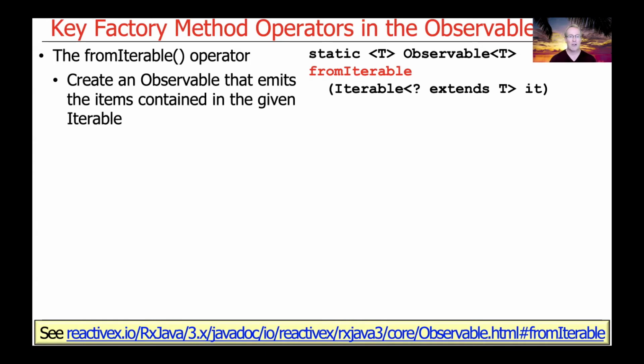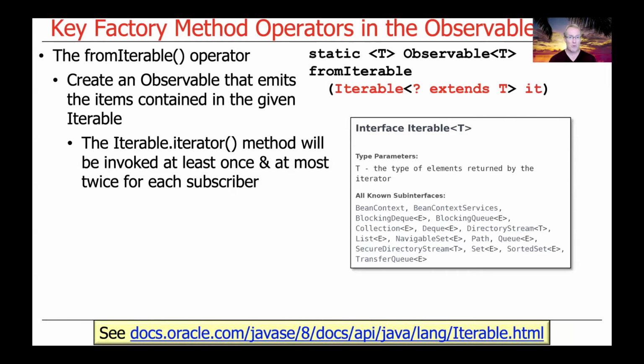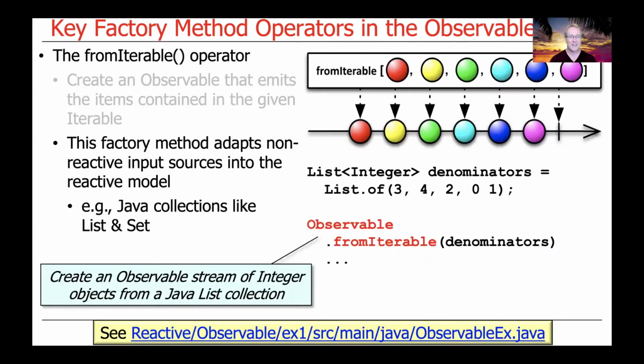Let's now turn our attention to yet another factory method operator that's defined in RxJava's observable class. This is the fromIterable operator. What this does is it creates an observable that will emit the items that are contained in the given iterable. This iterable, of course, is passed as a parameter. The iterator that's passed in here will be invoked at least once and at most twice for each subscriber. This can be a little bit confusing, so be aware that the iterator may be created more than once. Luckily, all the iterators that are defined in Java collections work properly in this context.